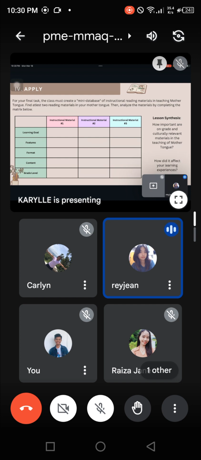How important are on-grade and culturally relevant materials in the teaching of mother tongue? For me, it is essential since it ensures that the content aligns with the student proficiency level, making it neither too easy nor too difficult. This helps engagement and comprehension. In incorporating culturally relevant content, it strengthens the student to connect the language by making it more relevant to their daily lives, tradition, and experiences.